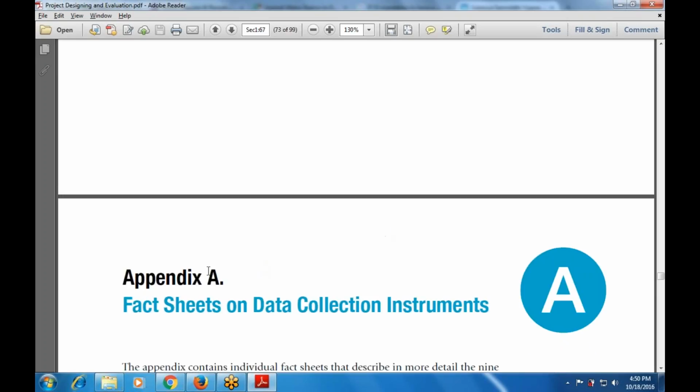Now there is appendix 1, which is a fact sheet on the data collection instrument. What the data collection instrument is that is used here, how it is used, and what the main criteria are for using the data collection instruments. That is appendix A. That appendix A will be used for the data collection tools, with the facts about the data.